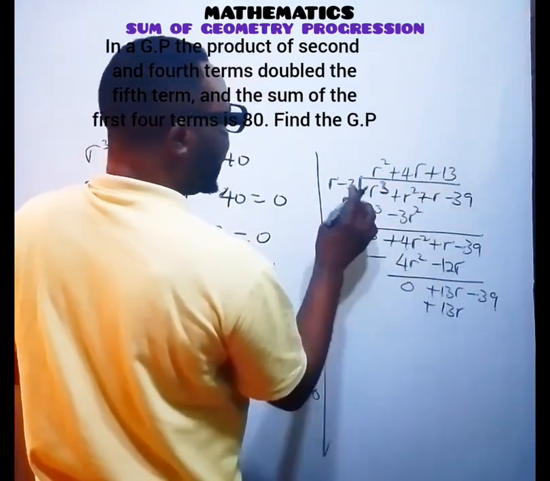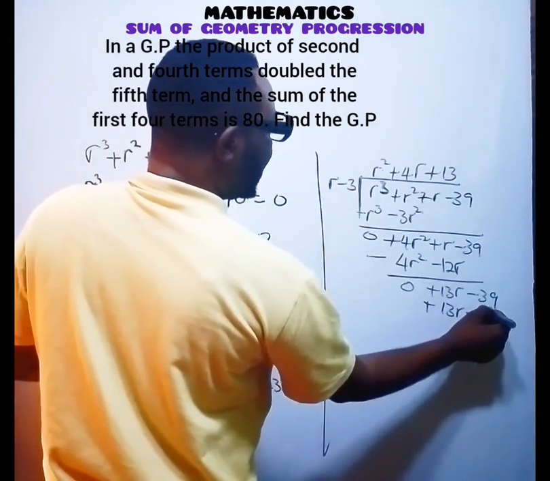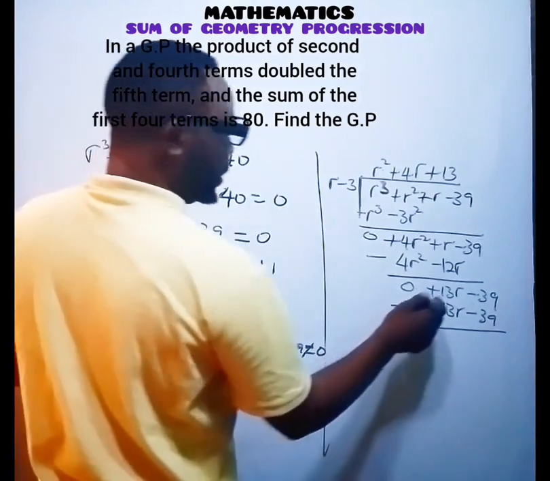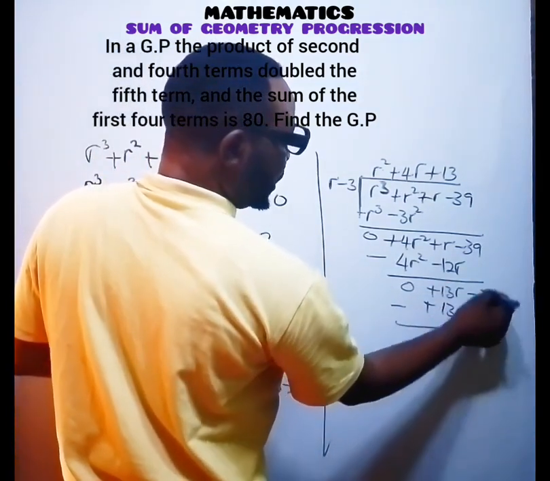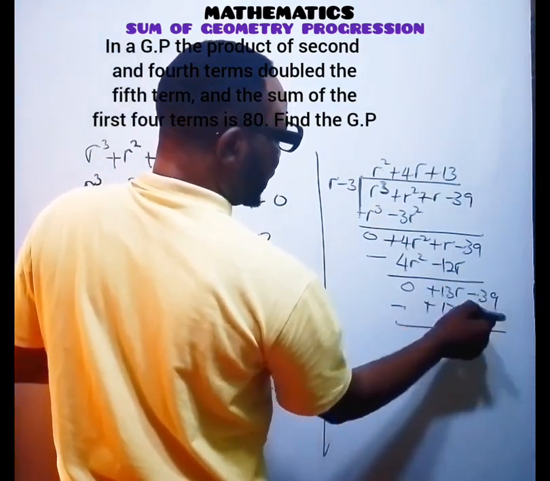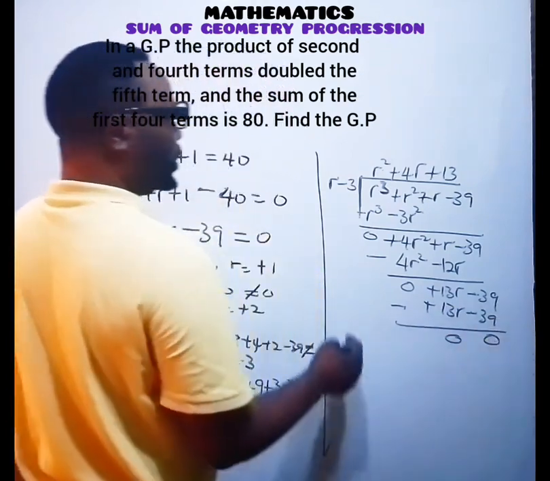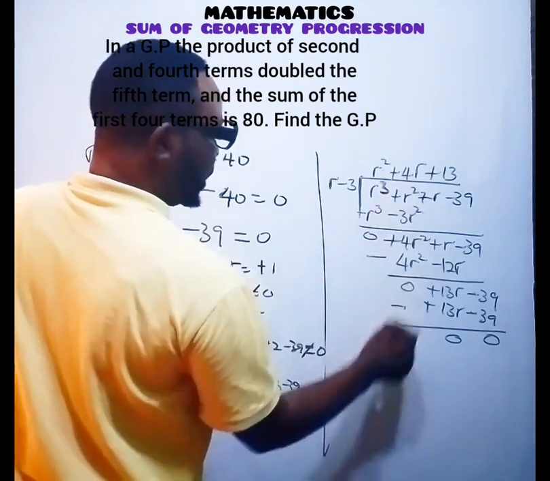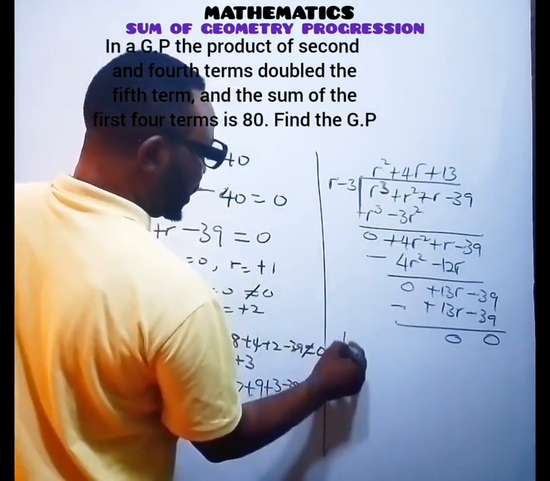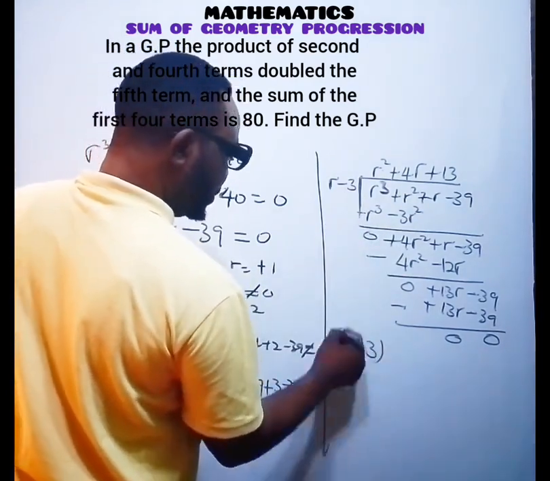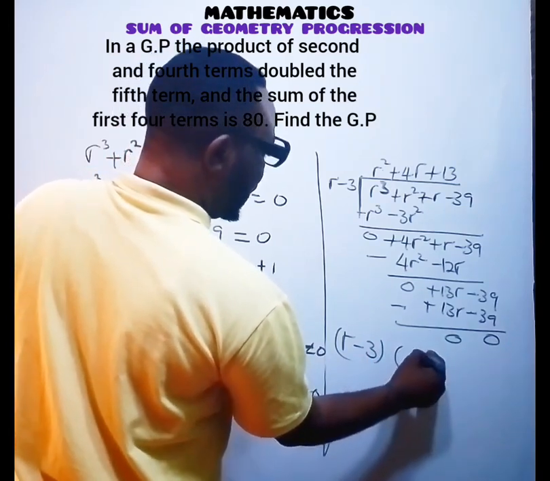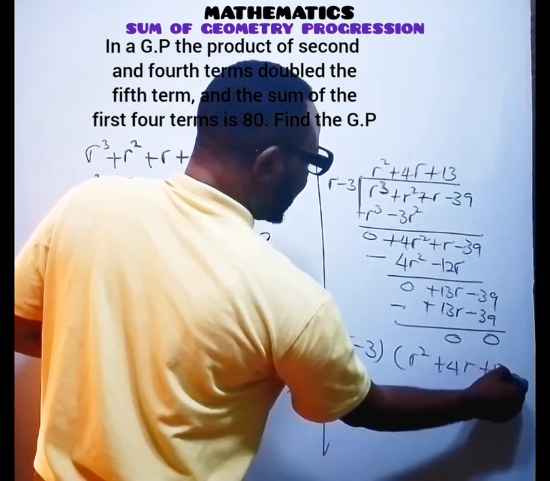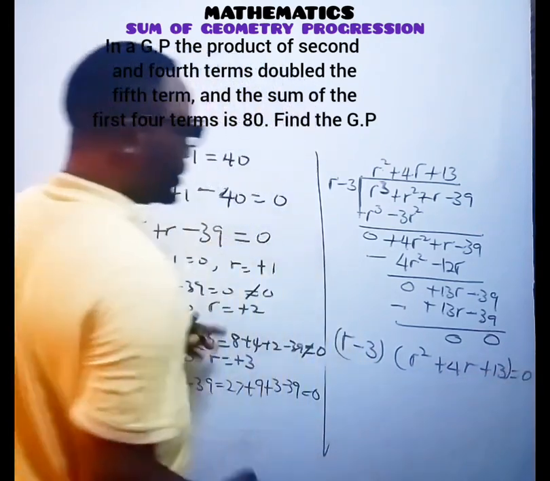13 times minus 3, that's minus 39. So we subtract again. 13r minus 13r is 0. Minus 39, minus minus, that's plus 39, that's 0 as well. So we have the factors: the one we had initially, r minus 3, and another factor, r squared plus 4r plus 13 equal to 0.